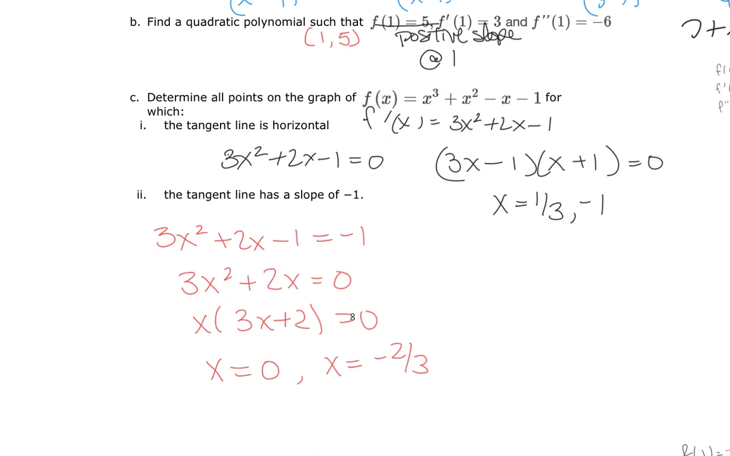These are the locations in which my slope is negative 1. And we're going to talk about how that negative slope is going to help us determine what's going on with these horizontal slides or turning points. And that's it for this video.